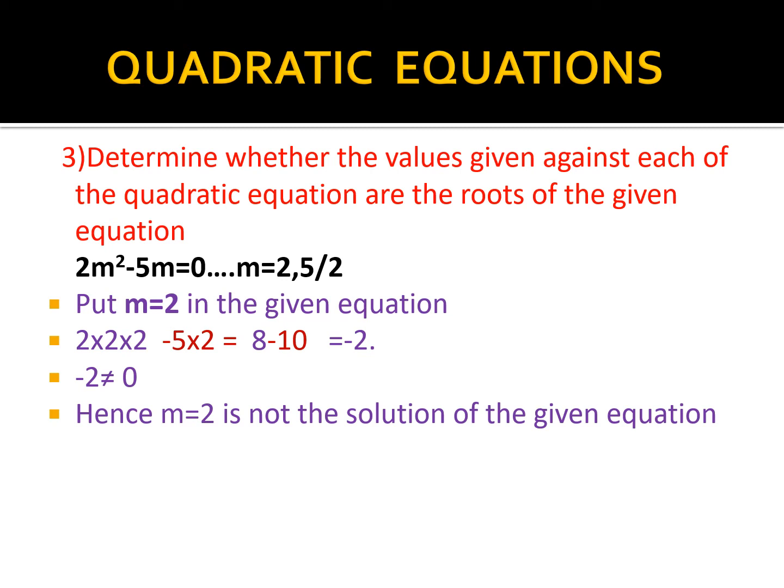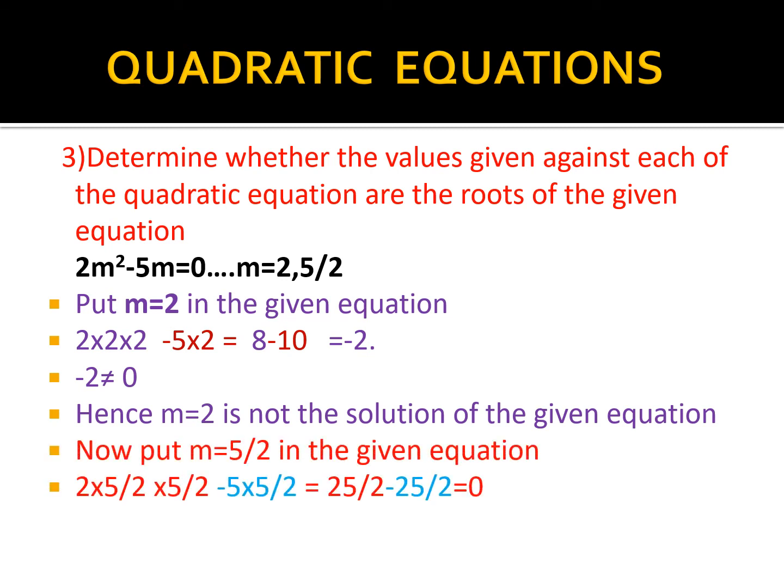Now we will take the other term, 5 upon 2. So we will put m is equal to 5 upon 2. So 2 into 5 upon 2 into 5 upon 2, that is 2m square, minus 5m, so minus 5 into 5 upon 2. Here a 2 from the numerator and a 2 from the denominator get cancelled, giving us 25 upon 2 and minus 25 upon 2.